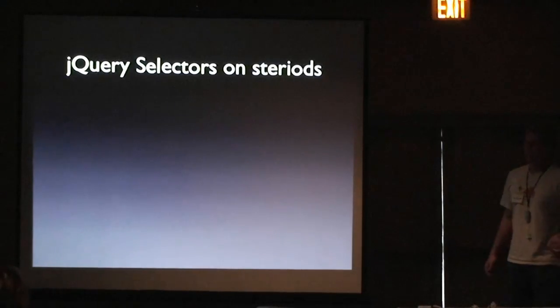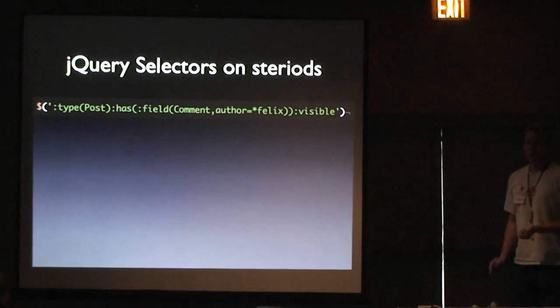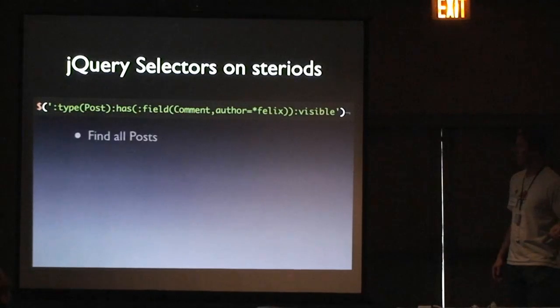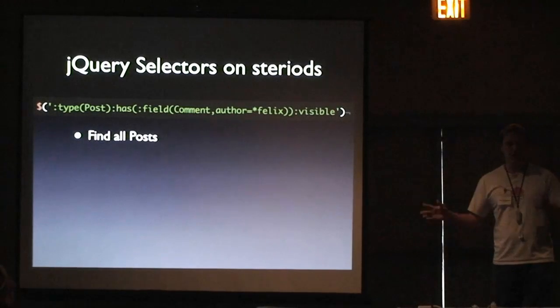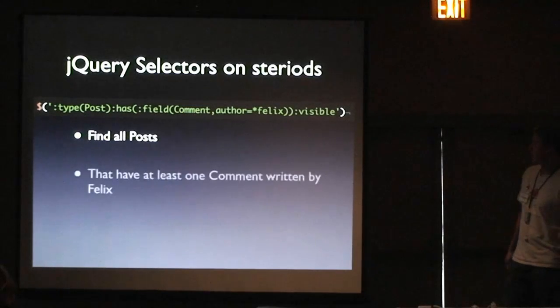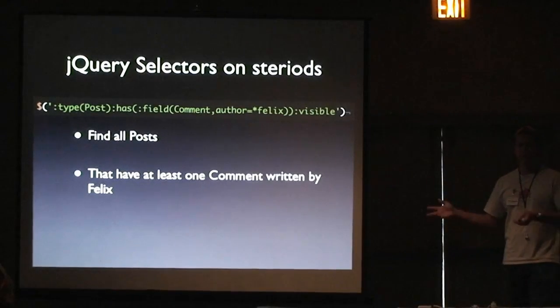Here's one of my favorite examples, which is a little complicated. Essentially, it's a real jQuery selector that uses several things that Jadm does. What does it do? First of all, it finds all posts. Posts are just microformat response, the base response post. Then it makes sure that all of these posts have at least one comment written by myself.